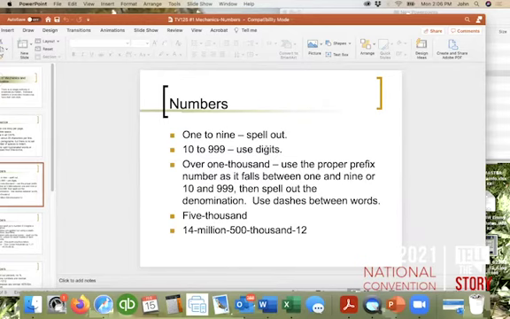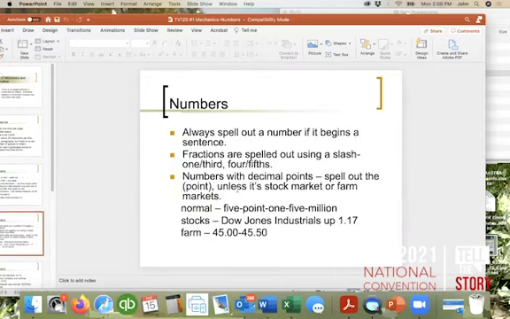Use dashes between words. So here's a couple examples: 5,000, 14,500,012. See how easy that was to read? Always spell out a number if it begins a sentence. Fractions are spelled out using a slash, so don't put the actual fractions, spell them out. 1/3, 4/5, if you need it.